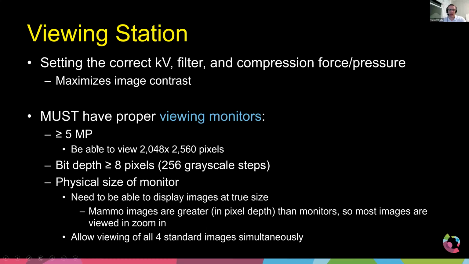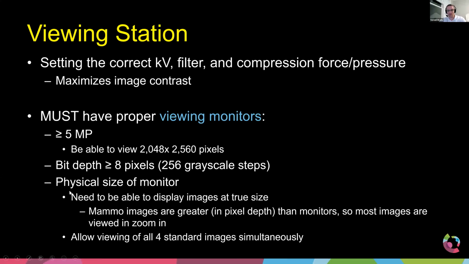In mammography, you have to have a high megapixel system, at least greater than 5, so that you can see the resolution that we're demanding for these microcalcs, etc. So you need to have at least a matrix size of about 2000 by 2500. The pixel depth is the same. Remember our eyes can only see so many grayscales, so 256 and 8-bit is fine.